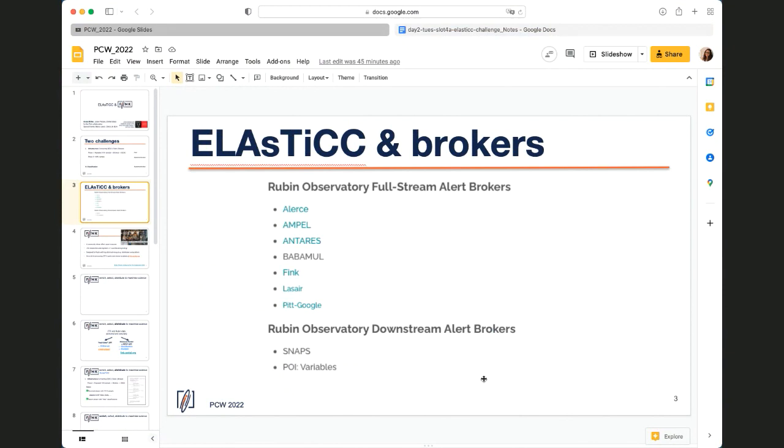Hi, I was wondering if you could talk a little bit more about the initial filtering phases in the broker, such as asteroid identification or WISE catalog cross-match or things that would separate transients from non-transients. Thanks.